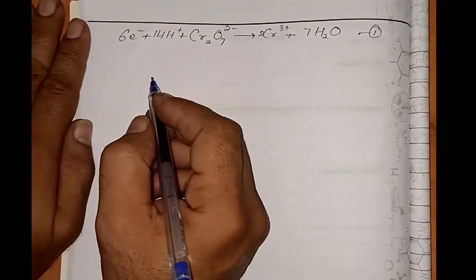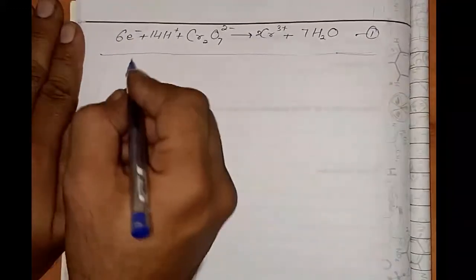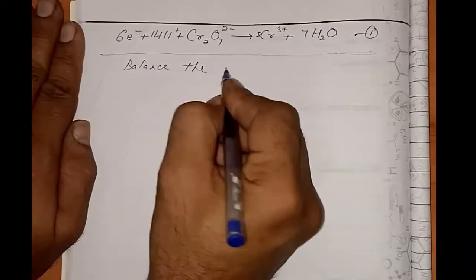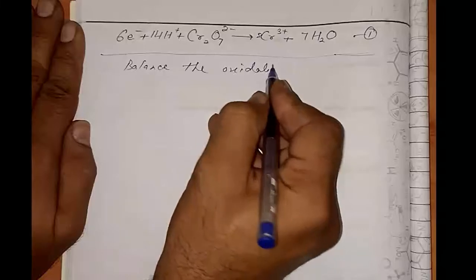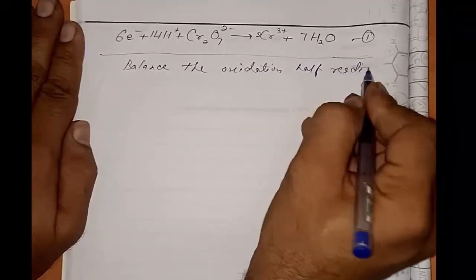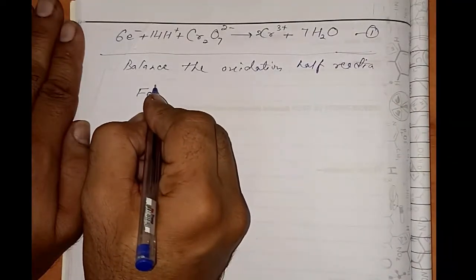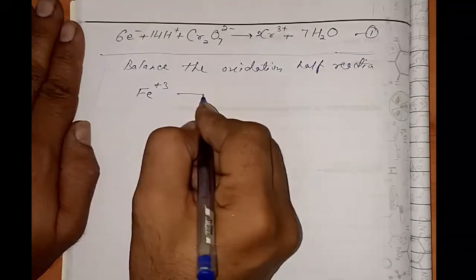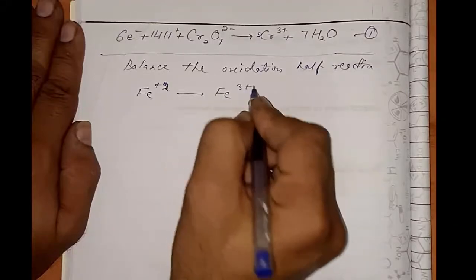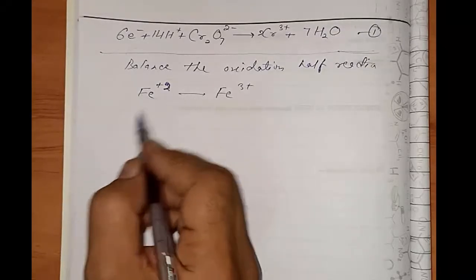Now students, I am going to balance this reduction half is balanced. Now balance the oxidation half. Oxidation half reaction, which was Fe2+ to Fe3+. Okay, now this one is very simple.